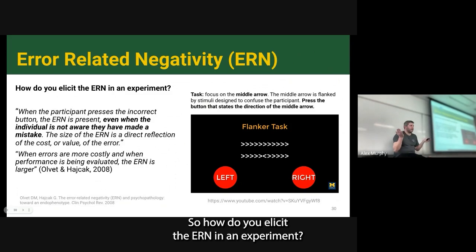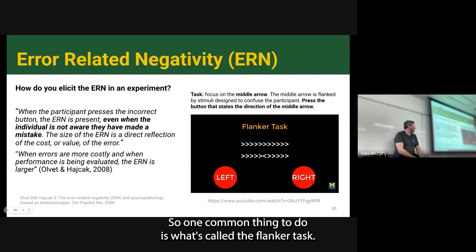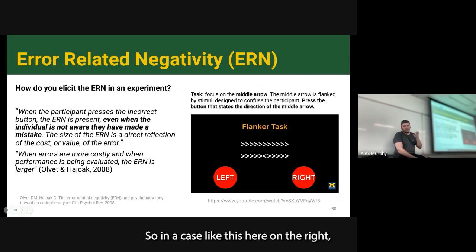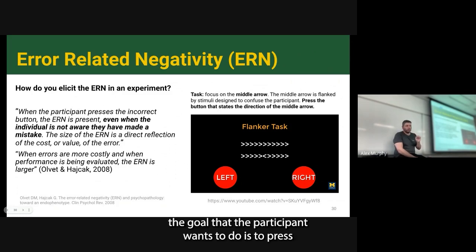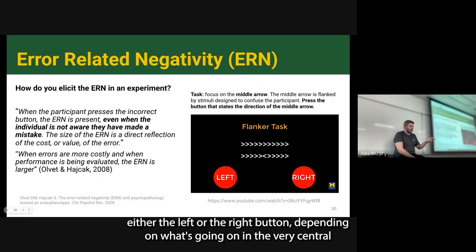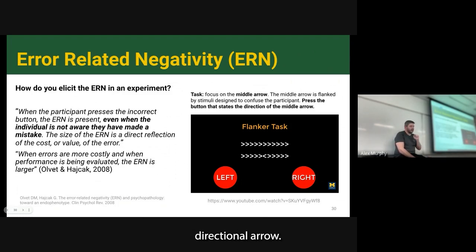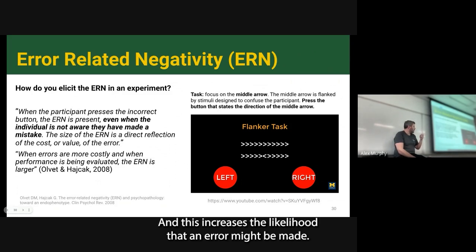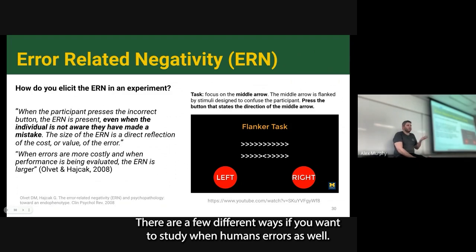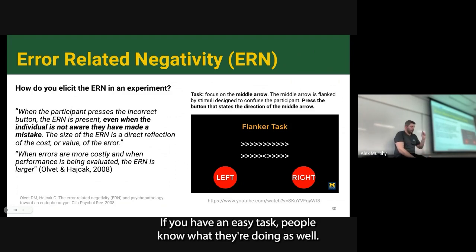So how do you elicit the ERN in an experiment? One common thing to do is what's called the flanker task. So the flank just means side. In a case like this here on the right, the goal that the participant wants to do is to press either the left or the right button, depending on what is going on in the very central direction arrow. And because we flank to the left and we flank to the right, we can have stimuli that are congruent or incongruent, and this increases the likelihood that an error might be made. There are a few different ways. So if you want to study when humans make errors, if you have an easy task, people know what they're doing as well.